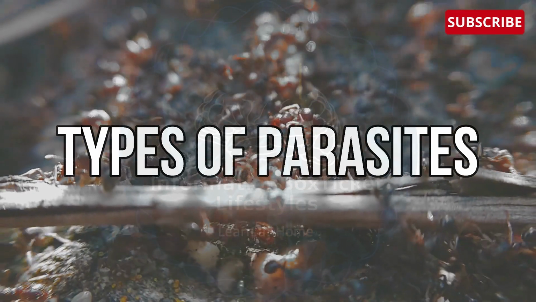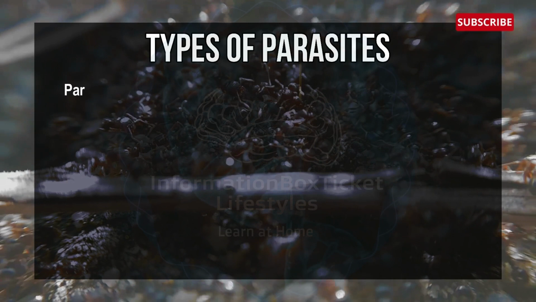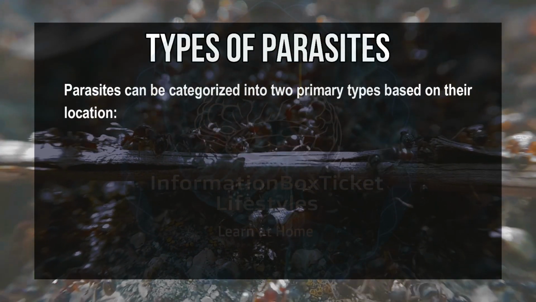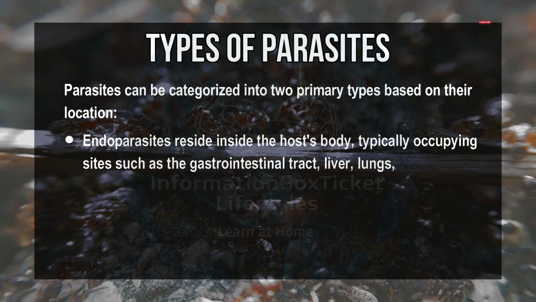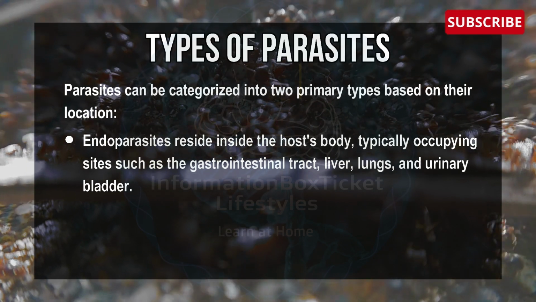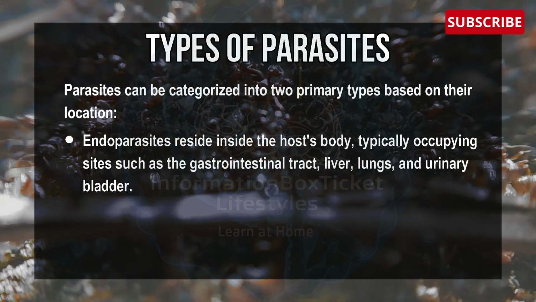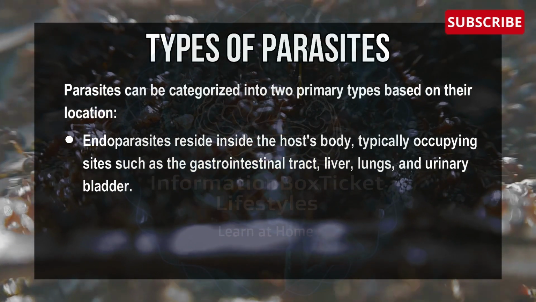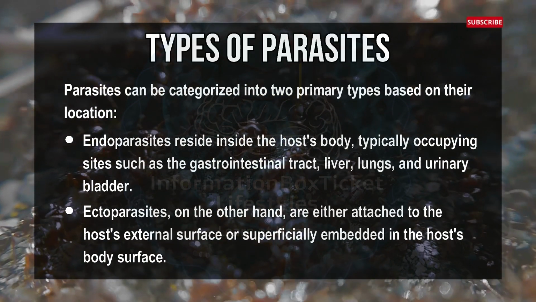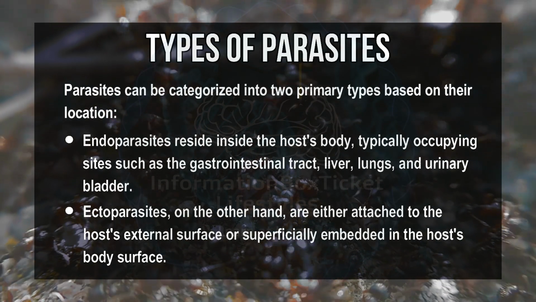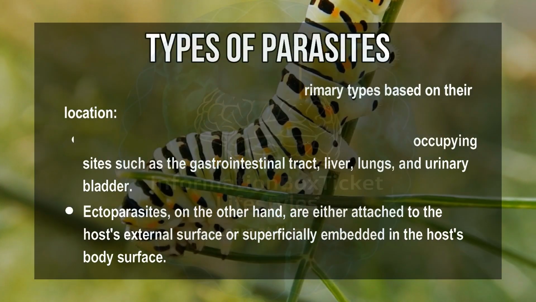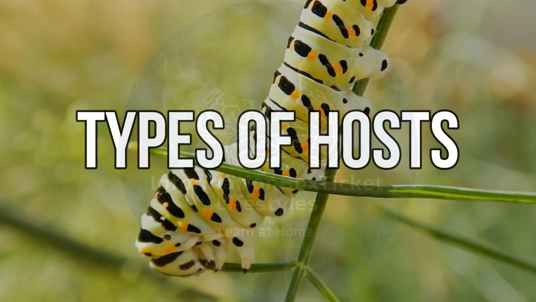Let's learn about the types of parasites. Parasites can be categorized into two primary types based on their location. Endoparasites reside inside the host's body, typically occupying sites such as the gastrointestinal tract, liver, lungs, and urinary bladder. Whereas ectoparasites, on the other hand, are either attached to the host external surface or superficially embedded in the host body surface.